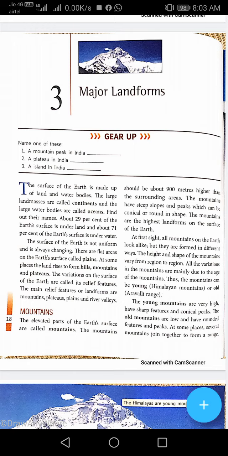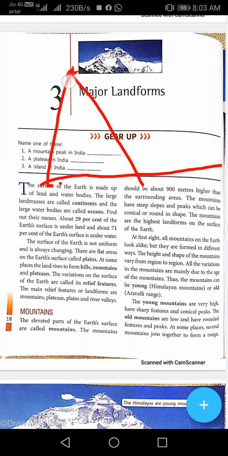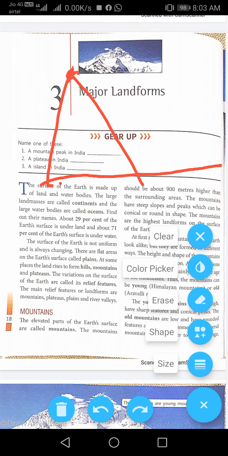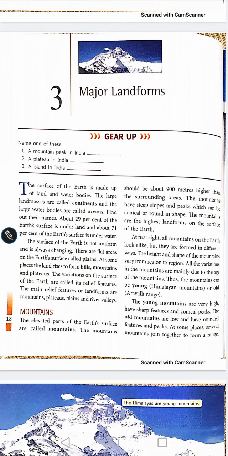Now the young mountains are very high, with sharp features and conical peaks. They are newly made, so their peaks are conical. Conical means in this way. This is steep. Steep means thorn-like, pointed type. Then the old mountains are low. They are not as high as the Himalayan mountains. They are low and their peaks have rounded features.